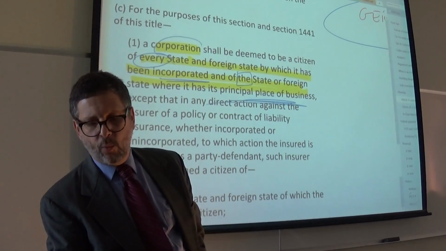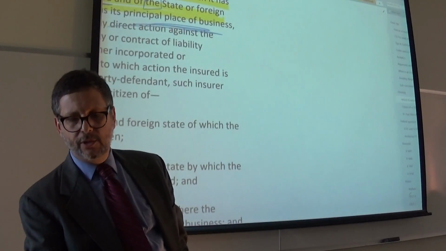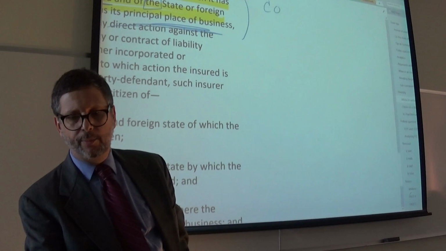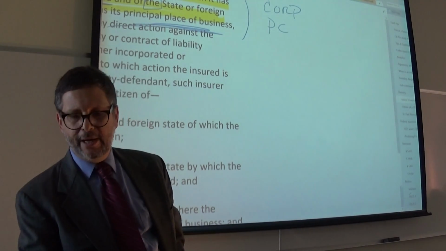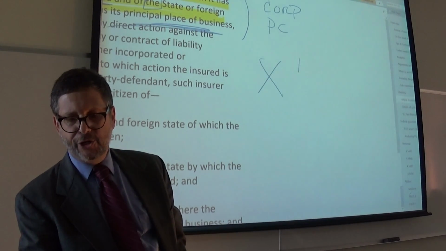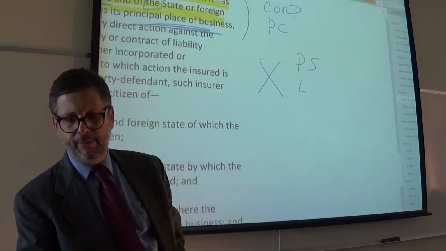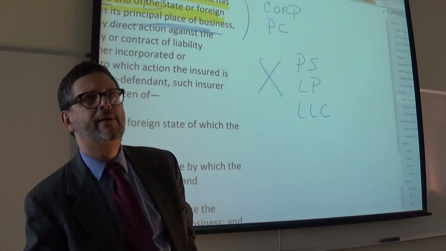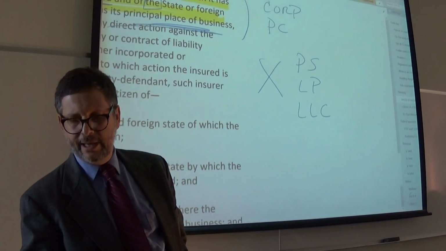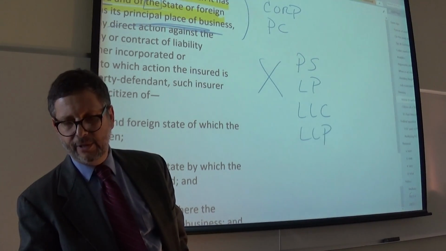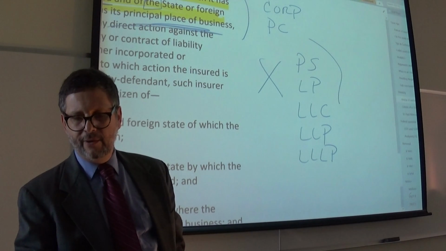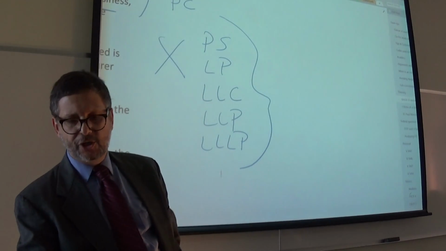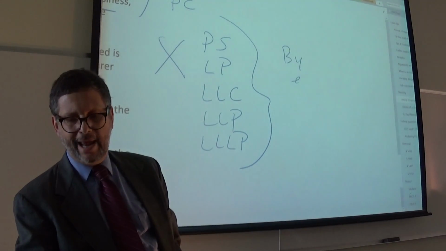Now keep in mind that C1 is about corporations. So C1 would be things like a corporation. It might be a PC, professional corporation, but it's not going to be a partnership. It's not going to be a limited partnership. It's not going to be an LLC. LLC stands for what? Limited liability company. Very good. It's not going to be an LLP, limited liability partnership. There's also things like LLLPs, believe it or not. These, you measure the citizenship by each and every owner.